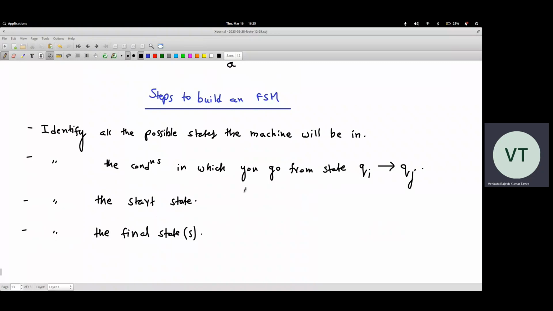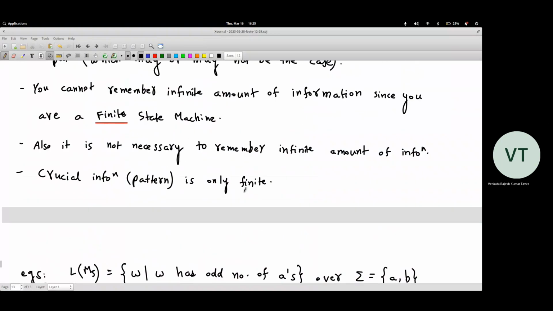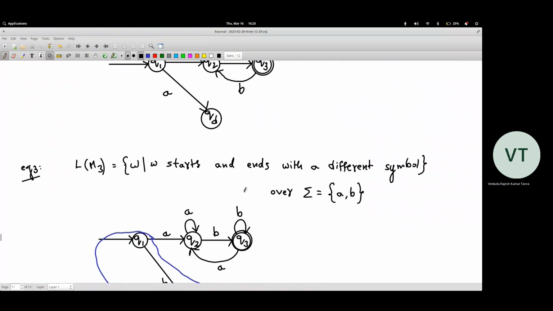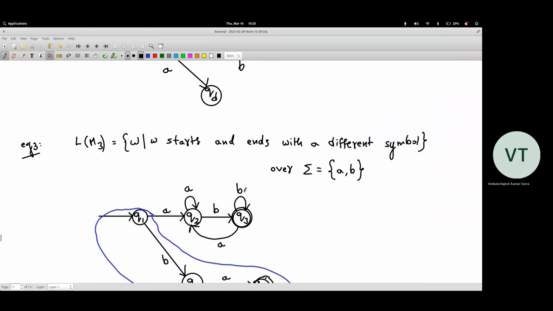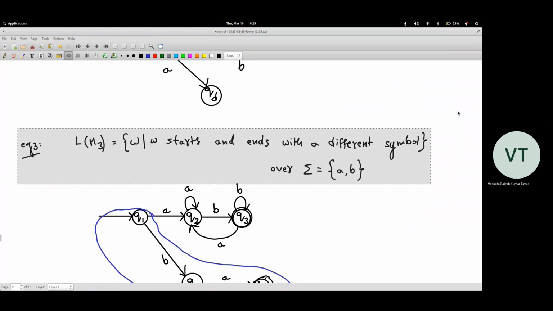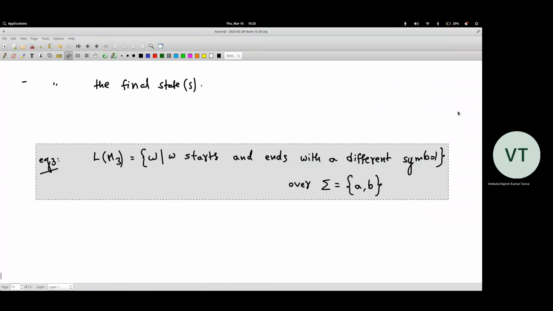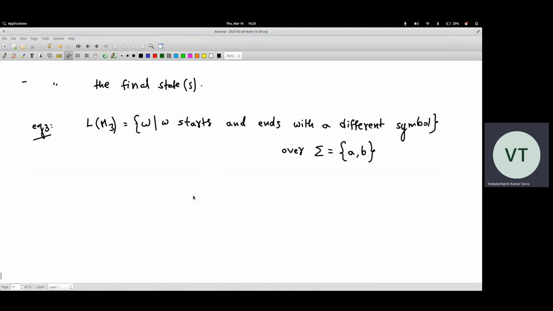All right, now let's take one of the earlier examples and execute these steps on that. Yeah, so let me take this: build a machine for a language where each word starts and ends with a different symbol. So step one, identify all the possible different states of the machine.